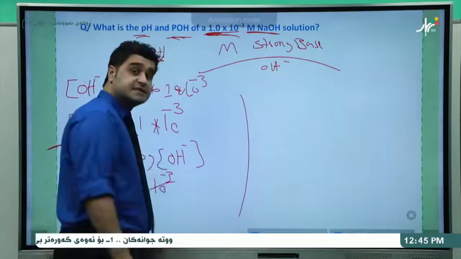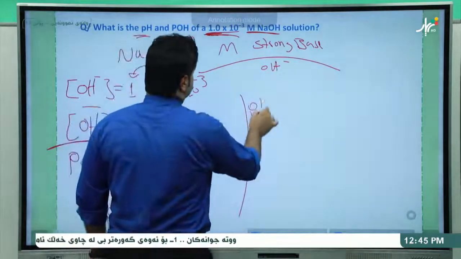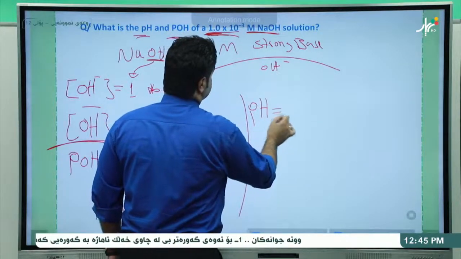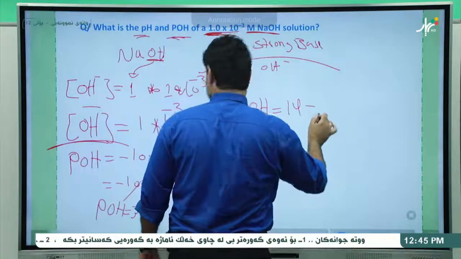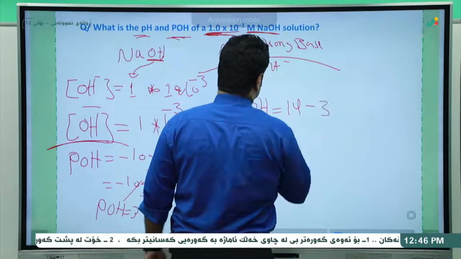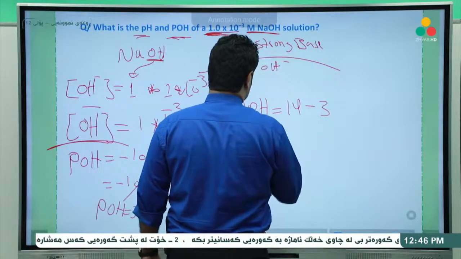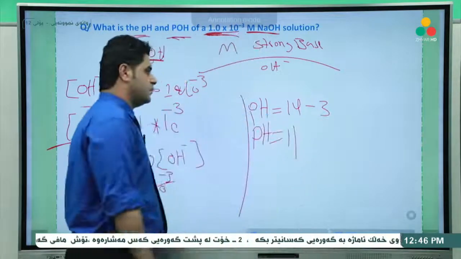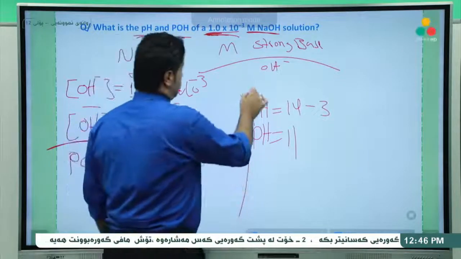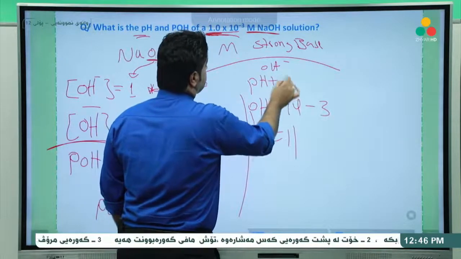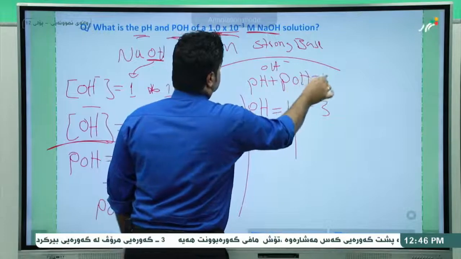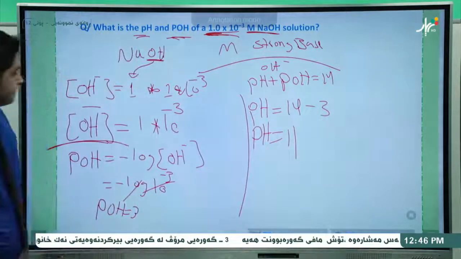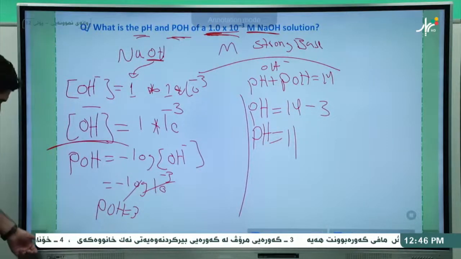Now we can get the value of pH. pH is equal to 14 minus 3, which is equal to 11. How? 14 minus 3, okay. pH plus pOH is equal to 14. I think it's easy for you also.